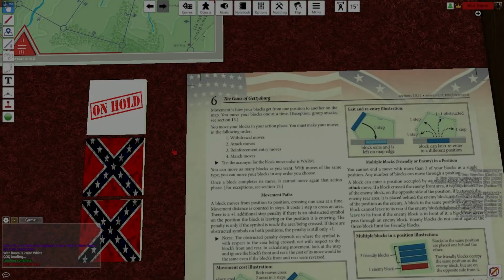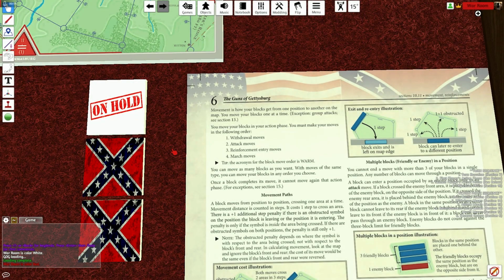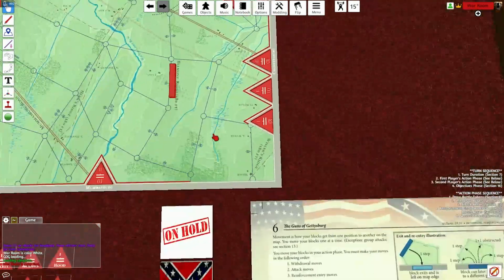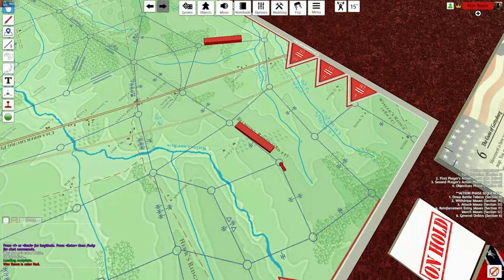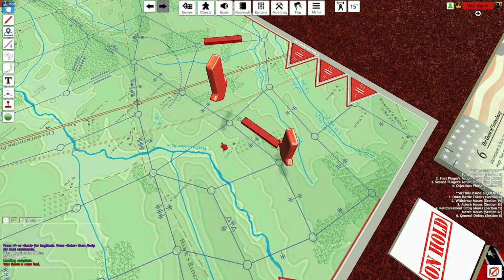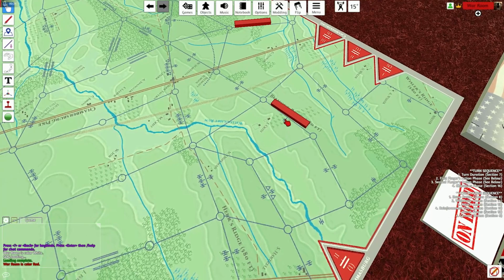Let's talk about moves in general. On page 6 of the rule book, it explains that movement is how our blocks get from one position to another on the map. So really quickly, remember we talked about position. A position is a line between two endpoints. So this is a position. This block is at this position. This is how we move from position to position.